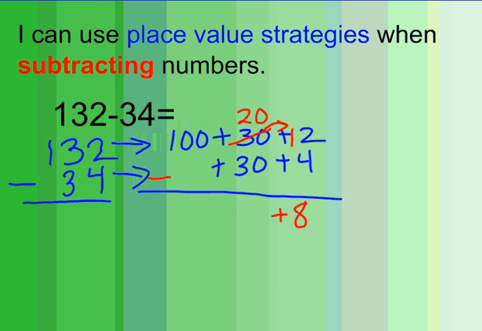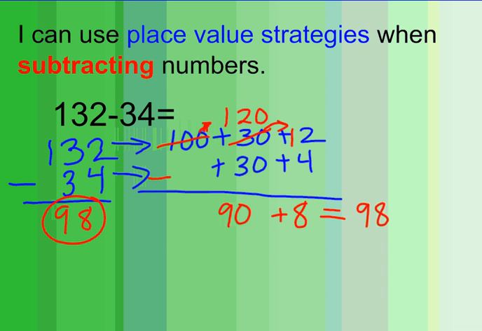And I'm going to go to my hundreds place. I have 100. I'm going to subtract 100 from the hundreds place, and I'm going to move my 100 and regroup it over into the tens place here. And so I have 120 take away 30 now, which equals 90. 90 plus 8 equals 98. And so 132 take away 34 is 98.